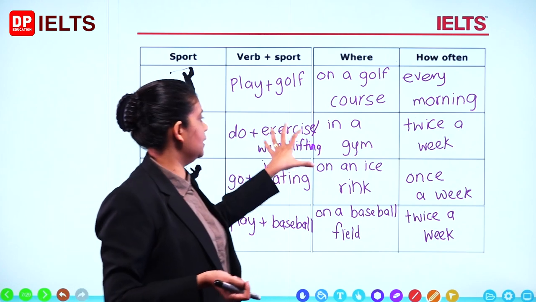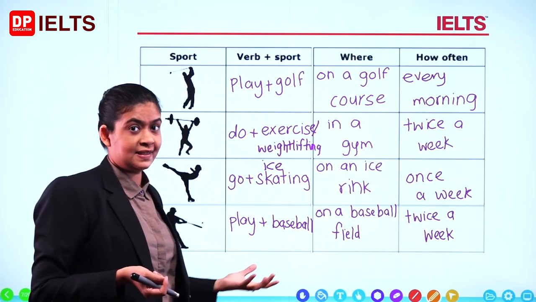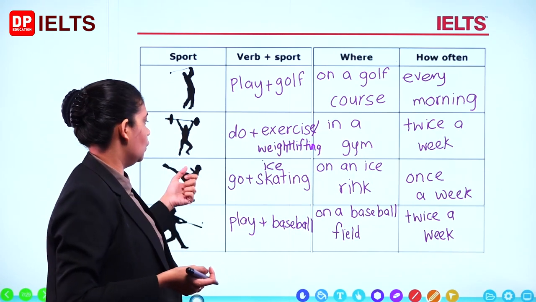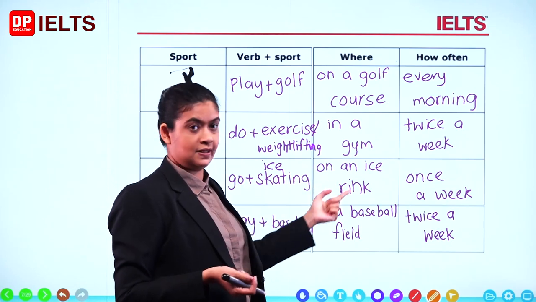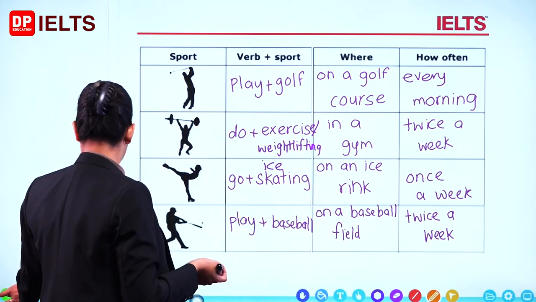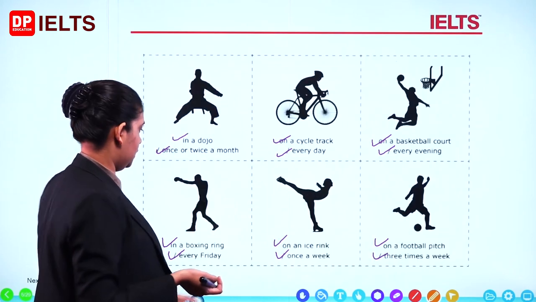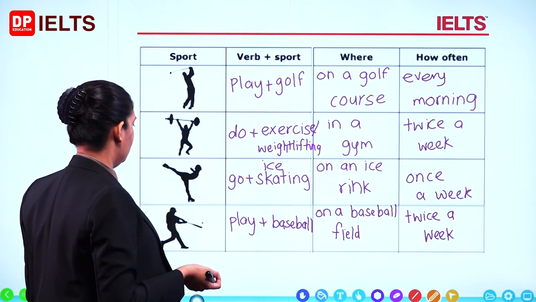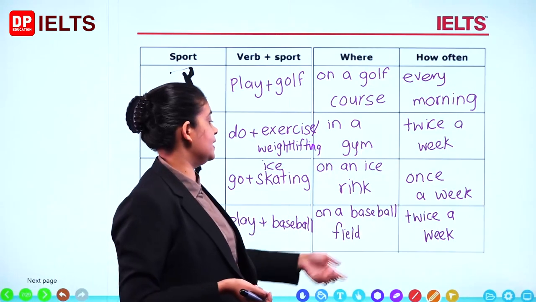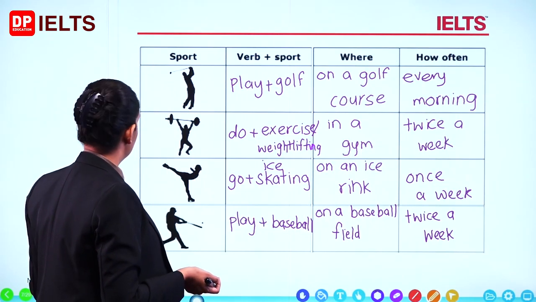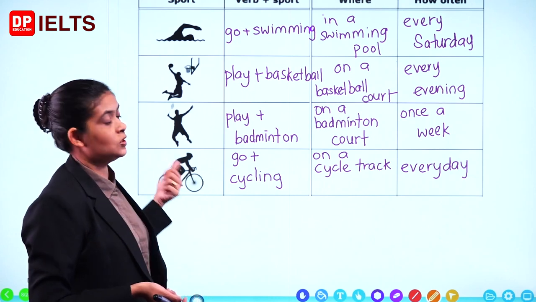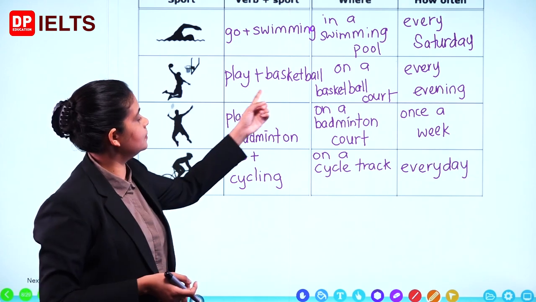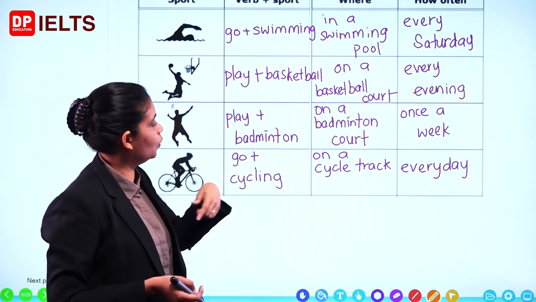Where do you do weightlifting? In a gym. Or where do you exercise? In a gym. Go ice skating on an ice rink. Okay, on an ice rink. Play baseball on a baseball field. Go swimming in a swimming pool. Play basketball on a basketball court.